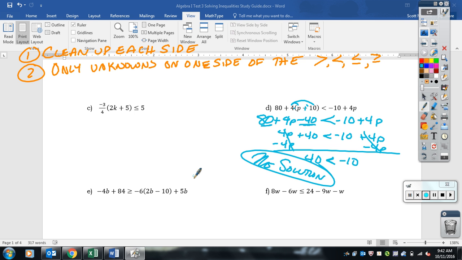The answer is not this. On the answer line, do not write that. You need to write the words no solution in order to get it correct. There's no number that you could plug in, no solution that would make this inequality true. This side will always be bigger than that side, and that's not okay because of this symbol.